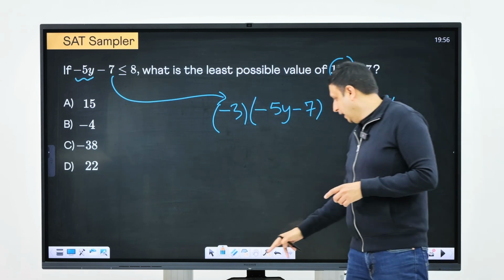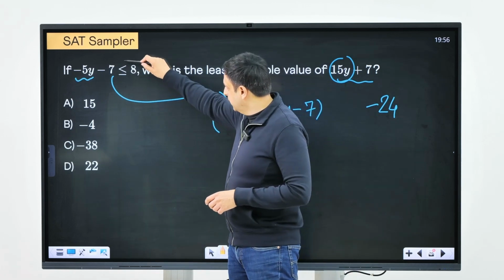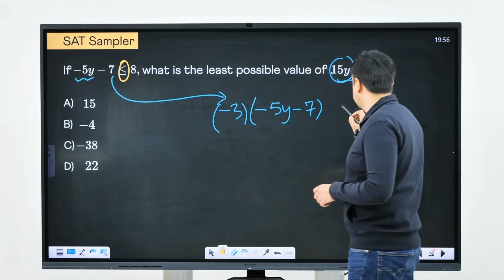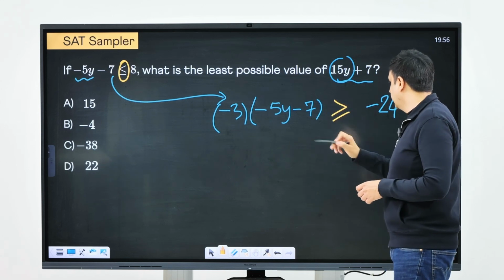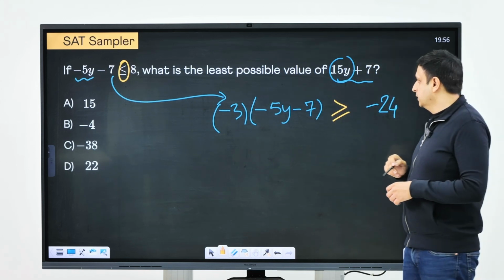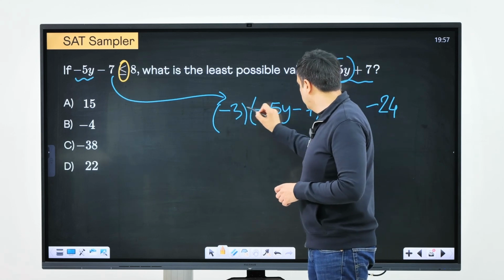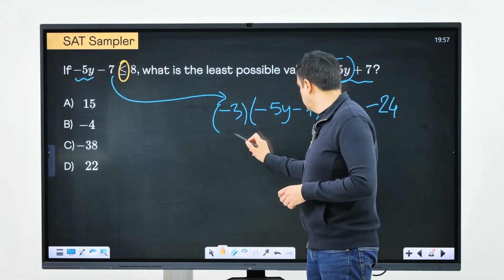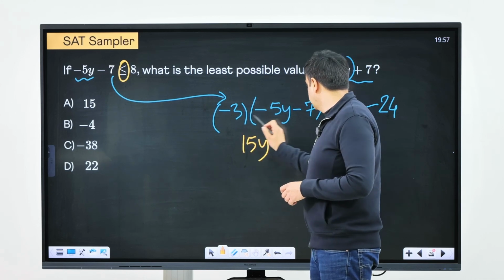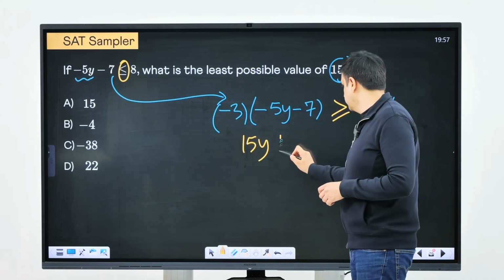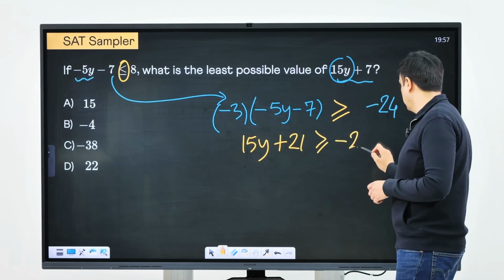But once again, because this is a very common mistake, we had a less than or equal to sign here. This inequality direction will now reverse and it will become greater than. So okay, now let's open this parentheses, distribute negative 3 over these terms. So I get negative 3 times negative 5y is 15y, negative 3 times negative 7 is 21, and then I have negative 24 on the right side.